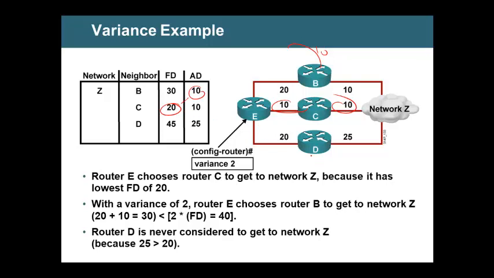In the routing table, only path via C will be there in the routing table. But by making the variance to be 2, when you put variance 2, 20 will be multiplied by 2, and the answer is 40. Because this 30 is less than 40, this will also be seen in the routing table. So load sharing will happen across this unequal cost path. Understood?